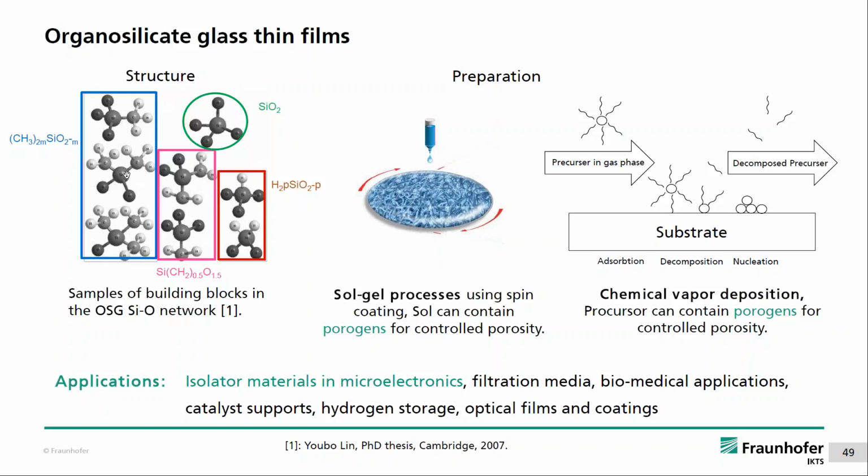And so these are the sample building blocks. You have silicon and carbon bonds and hydrogen bonds. There are two ways to prepare these materials, one from a liquid phase and a spin-on, and then you bake it, or you use chemical vapor deposition. So you have the precursor, you crack the precursor on the substrate using temperature or plasma, and then the organosilicate glass is left on the substrate. You use these materials mainly as isolator material in microelectronics, which is the example I will show you. But you can also use it for filtration, biomedical applications, catalyst supports, hydrogen storage, and so on.